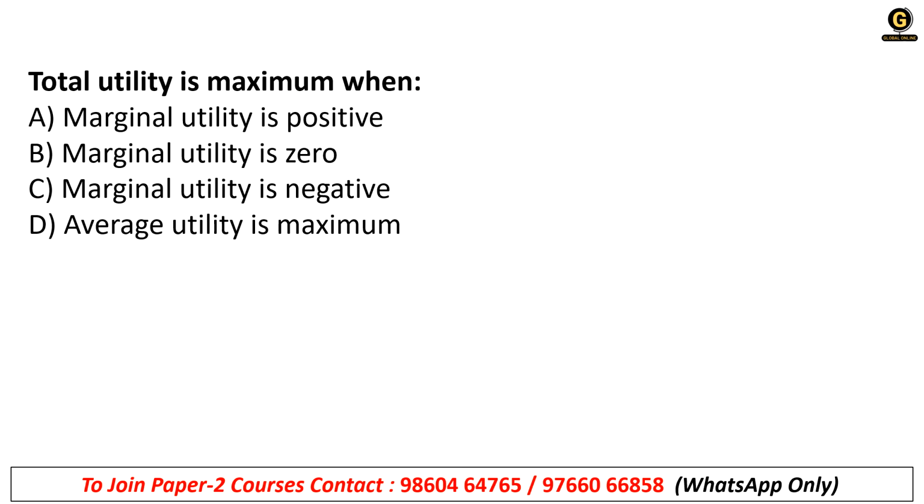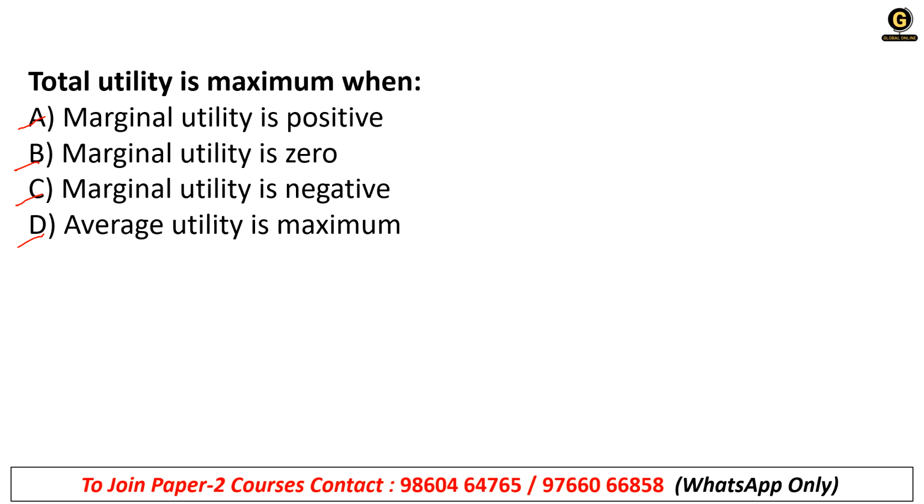So this is the first question on your screen. You can also give your answer, your options A, B, C, D, whatever it is, in the comment box. Okay, and just check whether your answer is right or wrong. So the question is, total utility is maximum when A, marginal utility is positive, B, marginal utility is 0, C, marginal utility is negative, and D, average utility is maximum.